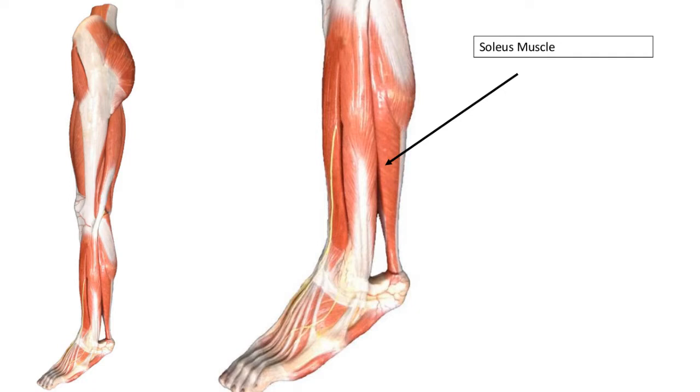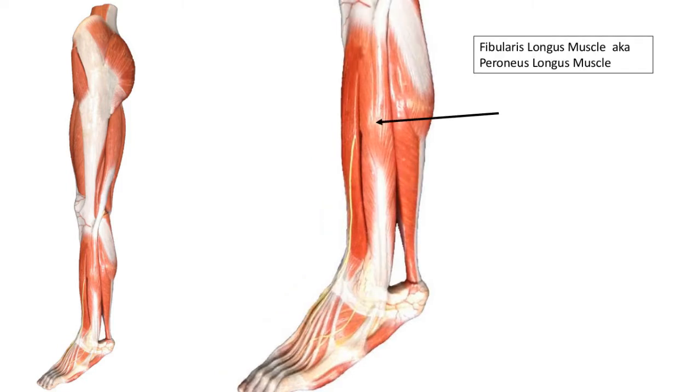Okay, so here's soleus from the lateral view. Since we're on the lateral view, let's talk about the muscles of the lateral compartment. There's only 2 of them. Now you can use either name, it's really up to you. You have Fibularis Longus or Peroneus Longus muscle. Fibularis because the fibula is the lateral bone in your leg.